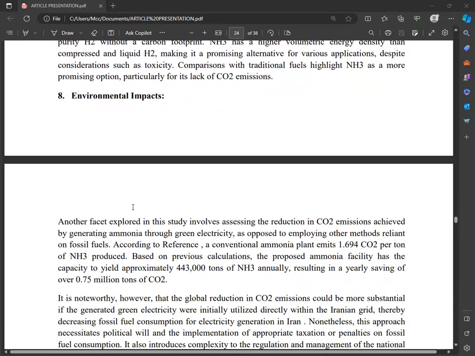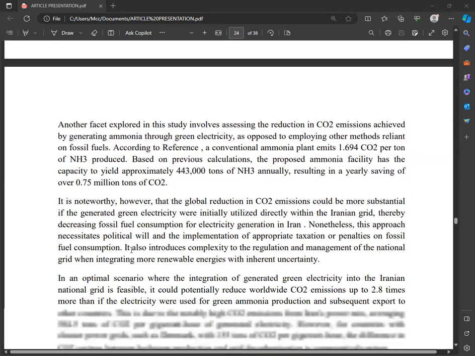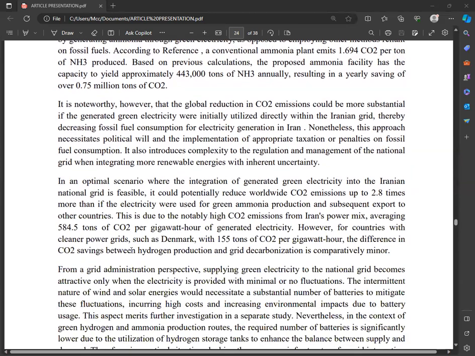Now we will see what are the environmental impact of hydrogen production. Another facet explored in this study involves assessing the reduction in carbon dioxide emission, which is achieved by generating ammonia through green electricity, as opposed to employing other methods. It is noteworthy that the global reduction in carbon dioxide emission could be more substantial if the generated green electricity were initially utilized directly within the grid, therefore decreasing fossil fuel consumption for electricity generations.